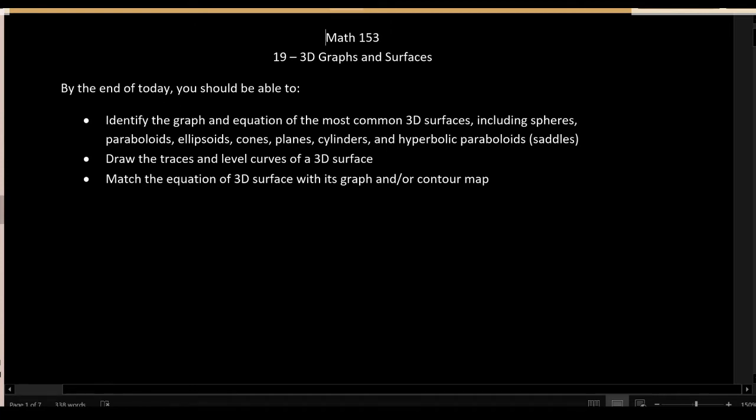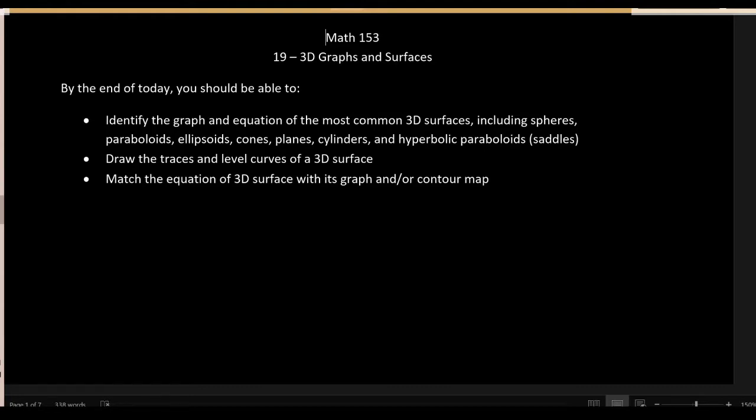So at the beginning of this chapter, we introduced the equation and the graph of a sphere, and then yesterday we introduced the equation and graph of a plane. So our focus for today is to introduce a few more equations and graphs for commonplace 3D surfaces, such as paraboloids, ellipsoids, cones, cylinders, and what are called hyperbolic paraboloids, which looks a little bit like a Pringle.